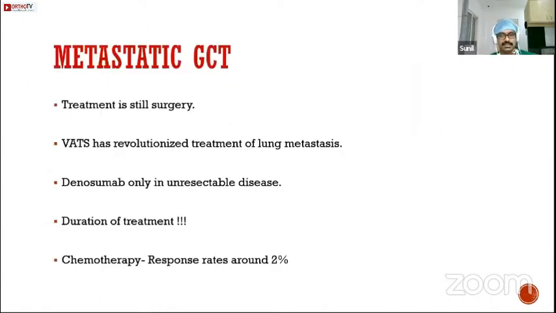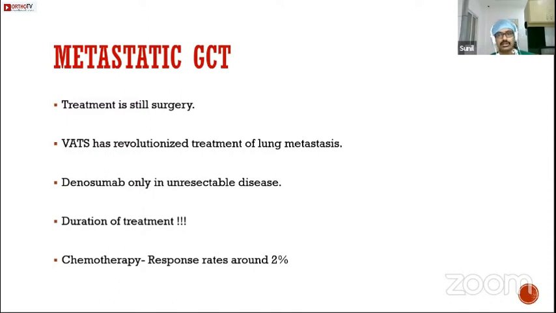So coming to metastatic GCT, the treatment is still surgery. In a resectable stage, we would like to go ahead with surgery because surgery gives a complete cure. In some metastatic lesions, we can even observe the lesions for 2 to 3 months and see if there is rapid progression. Surgery is indicated in all resectable cases. VATS has revolutionized the treatment of lung metastasis, not only in GCT but across a wide range of other bone and sarcomatous tumors. Denosumab is only used in unresectable metastatic disease, and the duration of treatment is still not known.